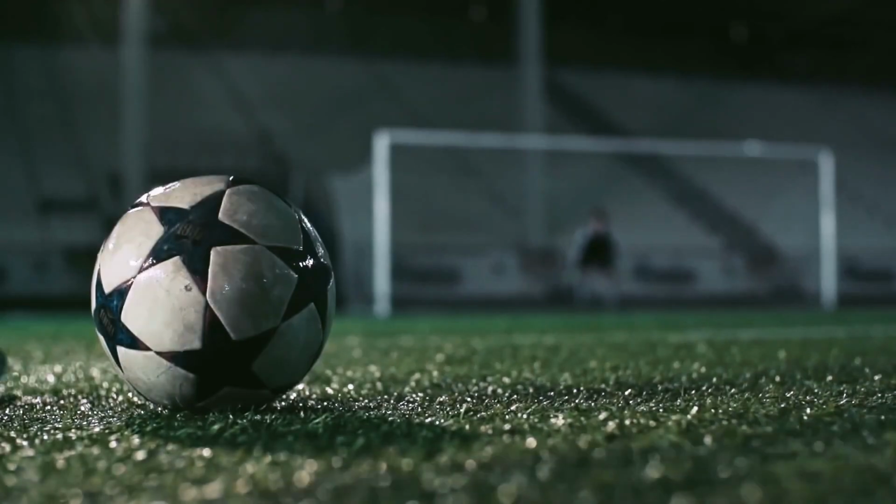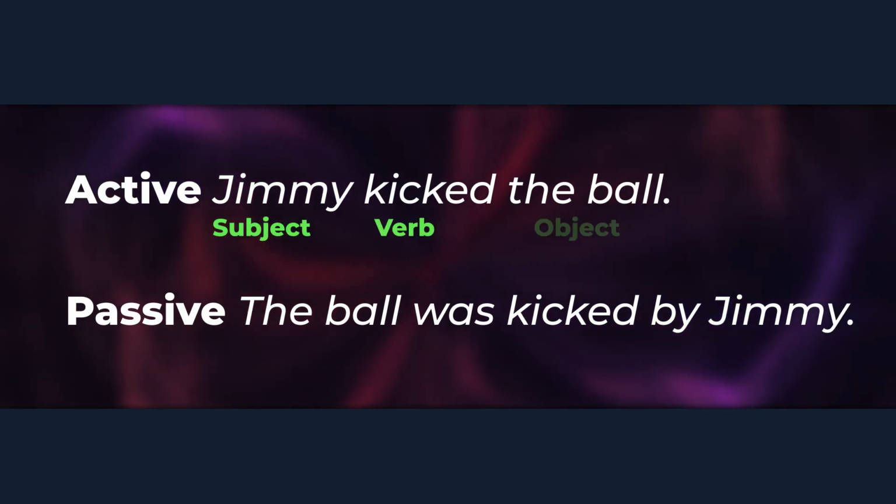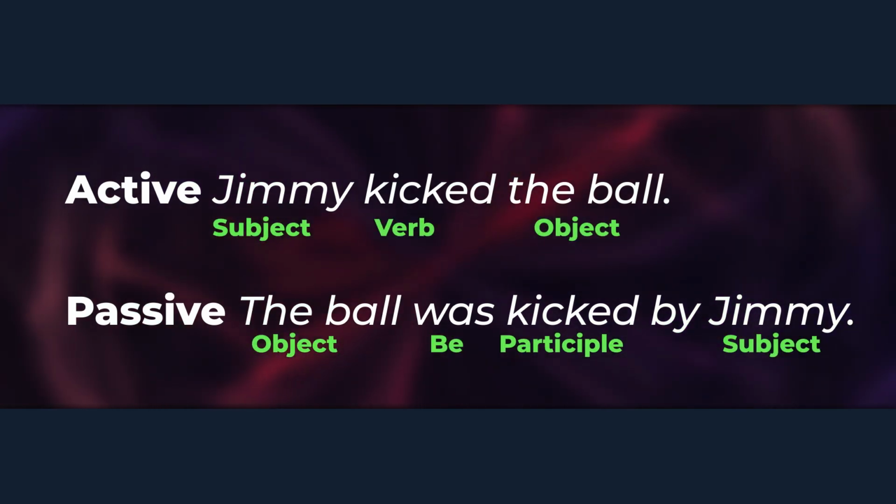It's when we want to know more about the subject, or the subject is just more important than the object. We want to know more about Jimmy kicking that ball, but sometimes we want to know more about the object. We want to know more about the ball, and it's the ball that is more important to us. When it's the object that is more important, we call that the passive voice. Instead of saying Jimmy kicks the ball, we would say the ball was kicked by Jimmy.